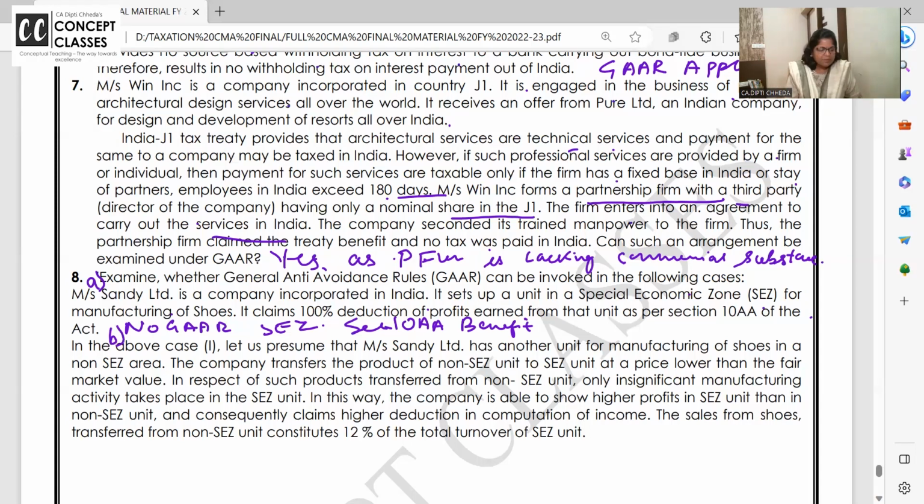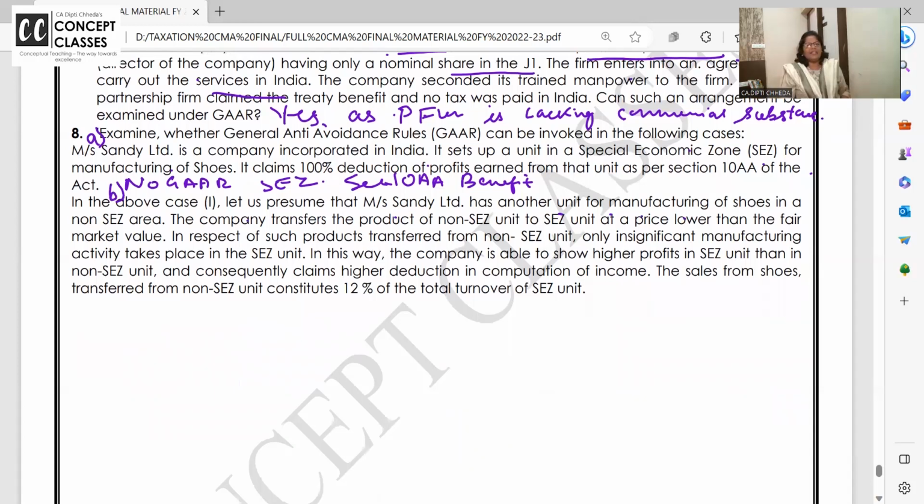Now in the above case, leave it. In the above case, let us presume Sandy Limited has another unit for manufacturing. This case is already given in your study material also. उसी को टेस्ट करके फिर एग्जाम में क्वेश्चन पूछा था. So let us presume that Sandy Limited has another unit for manufacturing of shoes in non-SEZ. Company transfers the product of non-SEZ unit to SEZ at a lower price. In respect of such product transferred from non-SEZ, only insignificant manufacturing activities take place in SEZ.